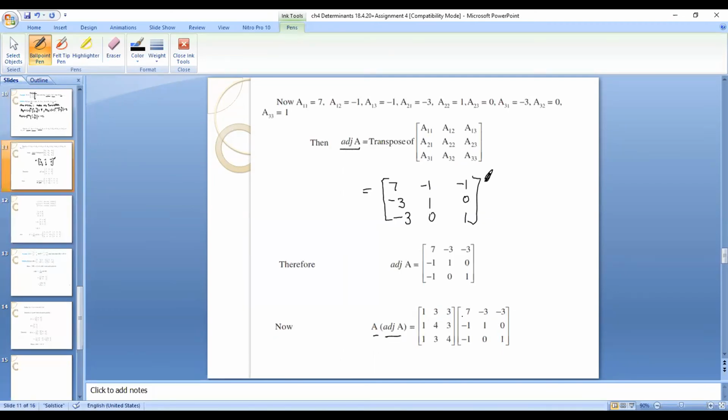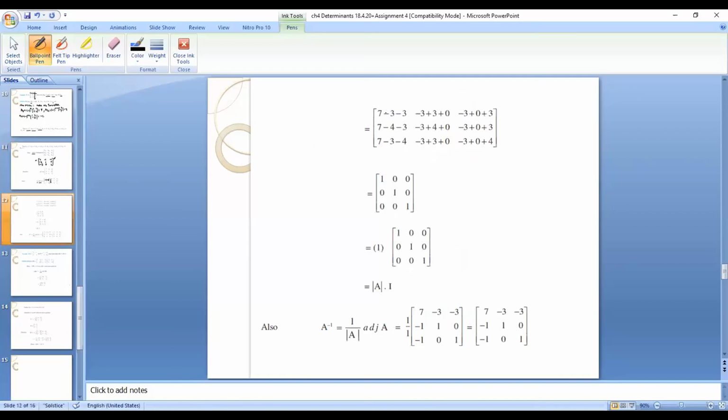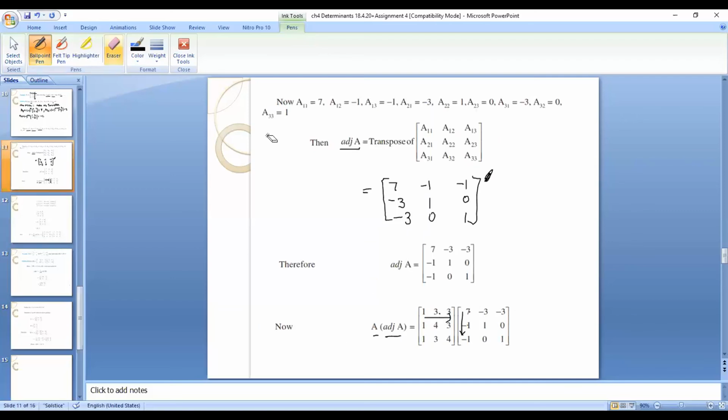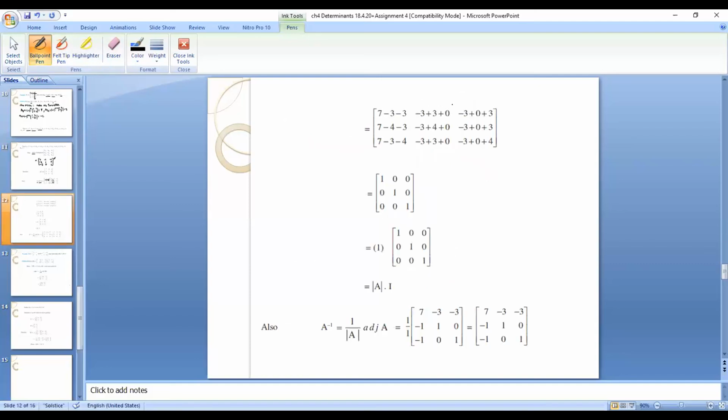I will multiply the first row with the first column and add: 7 into 1, 7 minus 3 minus 3. Then the next step will be the first row with the second column. Multiply all the elements of the first row with the second column: minus 3 plus 3 plus 0.